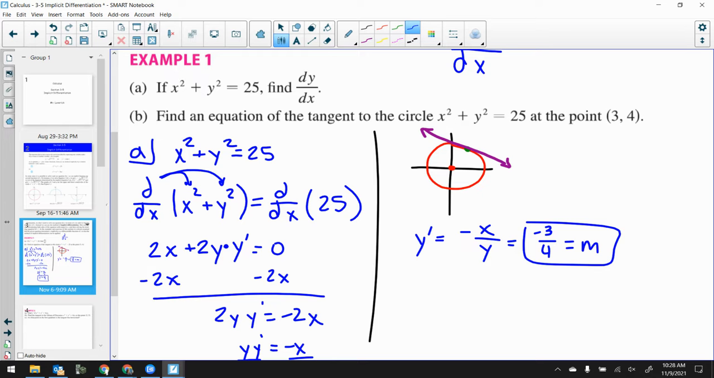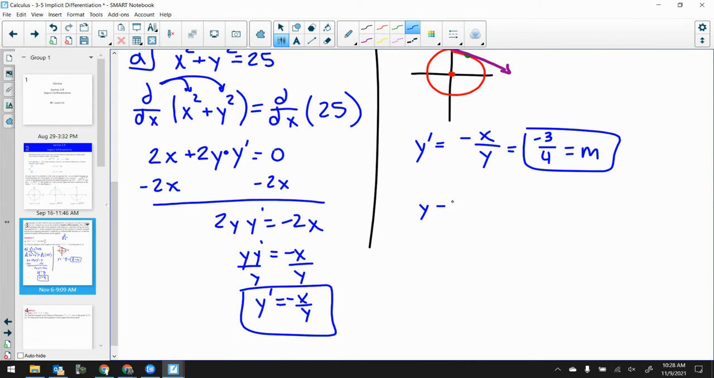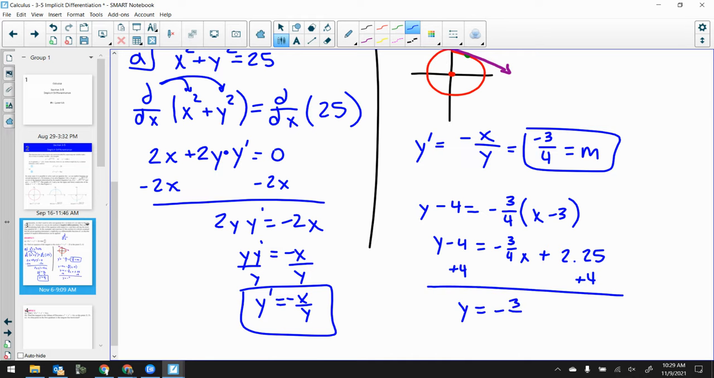Negative 3/4. So that means I have y minus 4 is equal to negative 3/4 times x minus 3. And why not? Let's solve it for y real quick. Distribute in the negative 3/4. Y minus 4 is equal to negative 3/4 x, negative times a negative is a positive, 3/4 of 3, 9/4. What's 9 divided by 4? 2 1/4. Plus 4. Y is equal to negative 3/4 x plus 6 1/4.